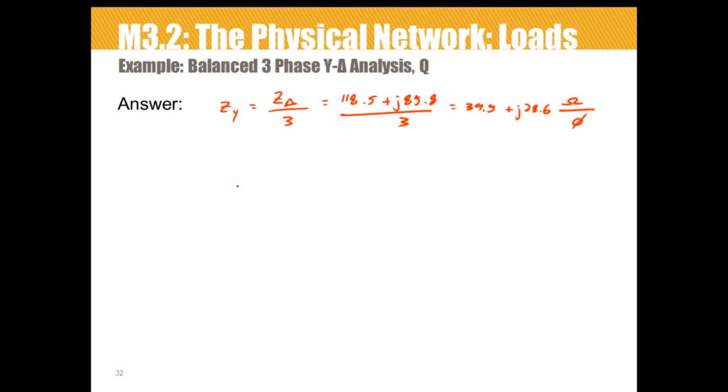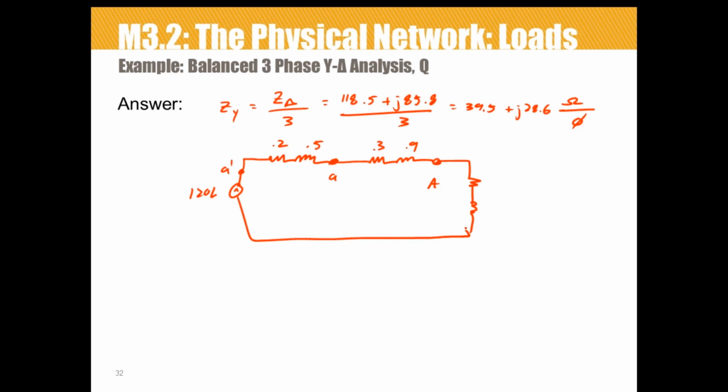If we were to draw the equivalent, I'm going to draw the A phase, 120. The internal impedance of the generator comes next. That was 0.2 resistance and 0.5 inductance. That's the end of the generator right there. The next thing we have is the transmission line, which was 0.3 and 0.9 ohms of inductance. That's the end of the transmission line right there. Now we've got the load, which we just calculated as 39.5 resistance and 28.6 ohms of inductance.